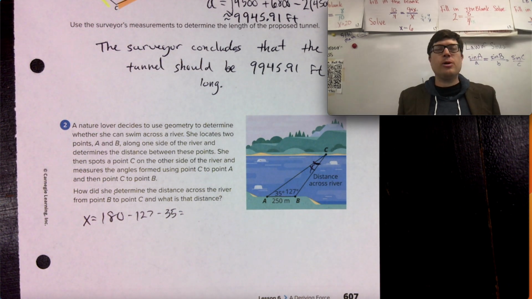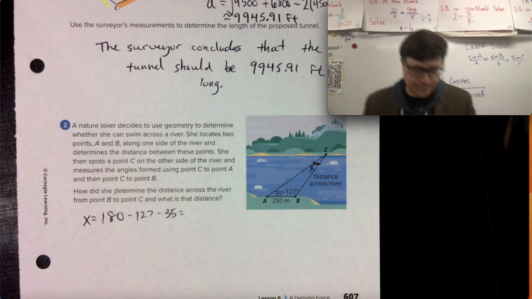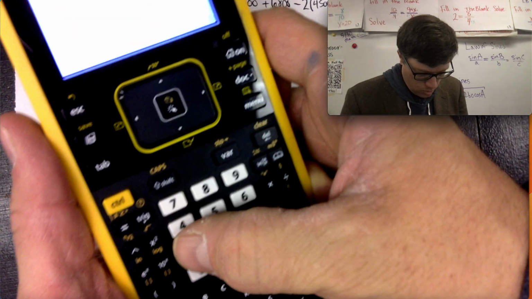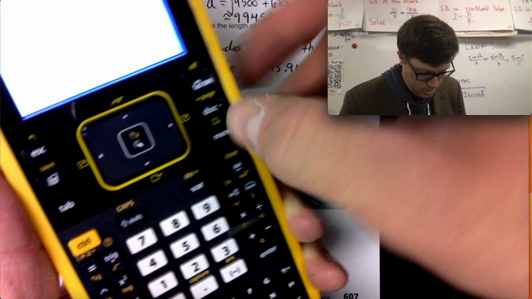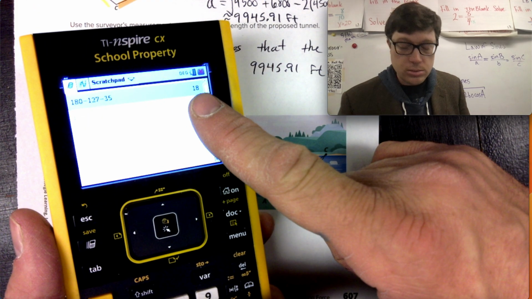Hey Siri, what's 180 minus 127 minus 35? Okay. 180 minus 127 minus 35. X is an 18-degree angle.